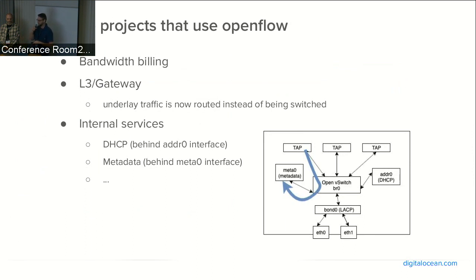We also have internal services. So DHCP that lives behind other 0. We have flows that capture all the DHCP requests and output them via other 0 so it can be consumed by the DHCP service. We have metadata that lives behind meta 0. So we have flows that capture based on IP destination and TCP port. Amongst other things, metadata is an HTTP service that is consumed by Cloud Init to help the provisioning of the virtual machines.